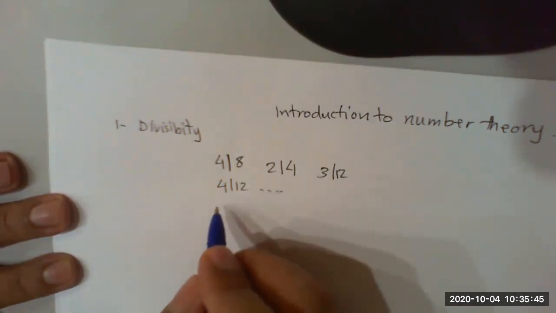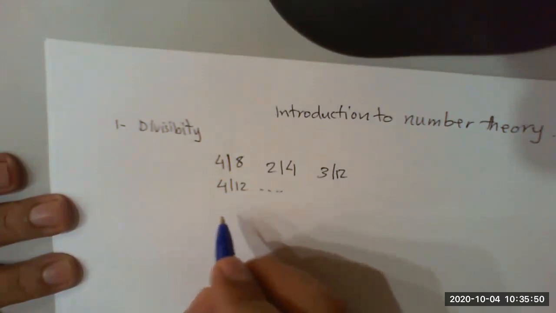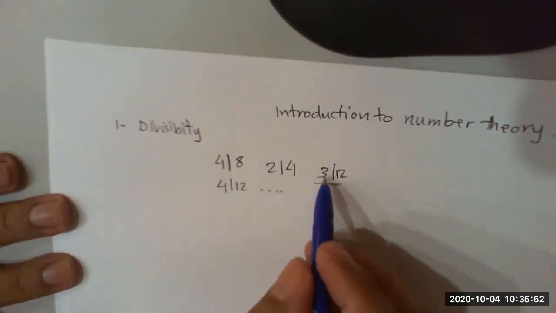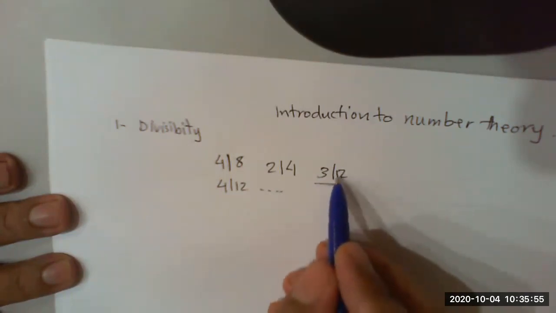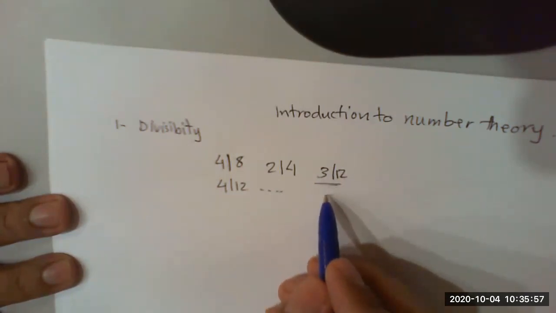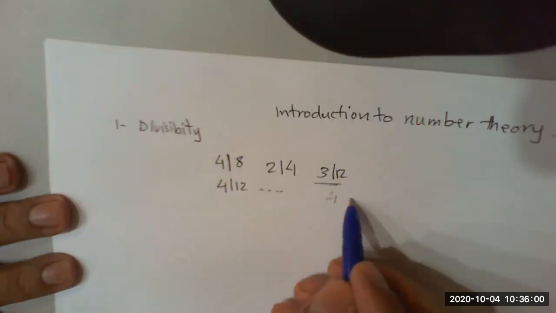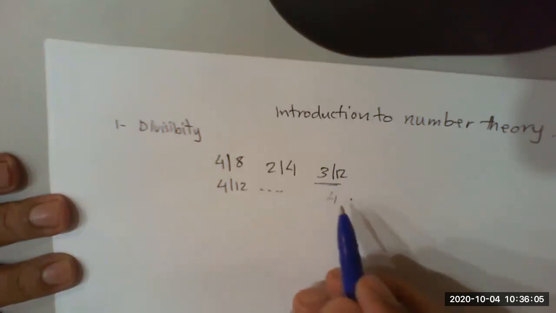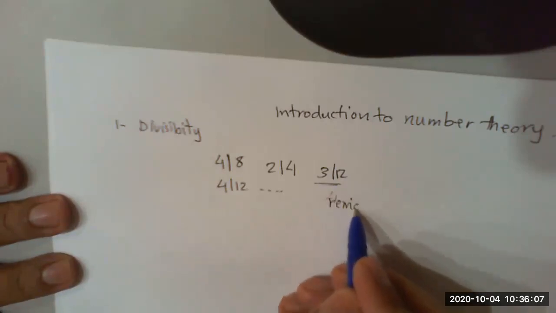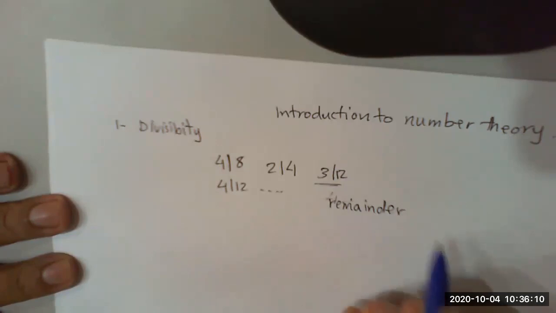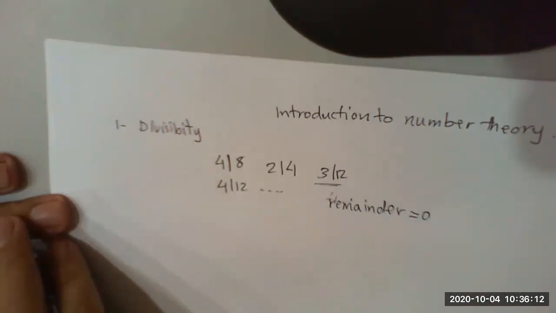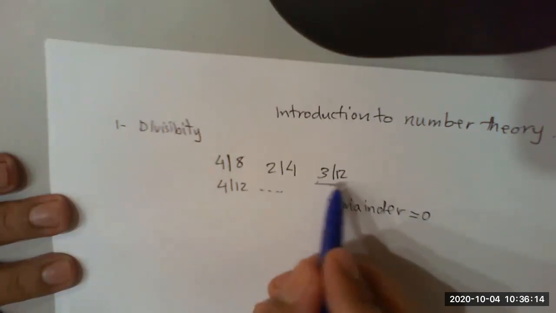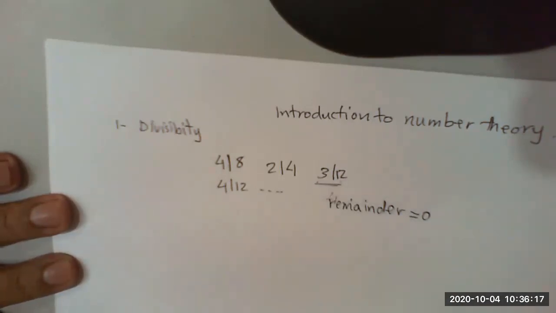Yes? I didn't understand how 3 divides 12. 3 divides 12 means there is no remainder after division. If you divide 12 by 3, it will result in 4 without any remainder. No remainder. The remainder is equal to 0. So if 3 divides 12, this means the remainder is 0.